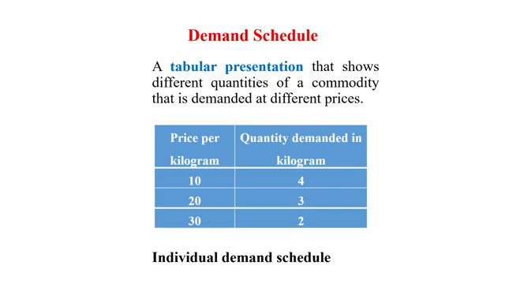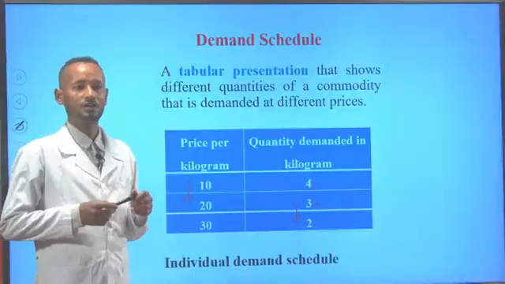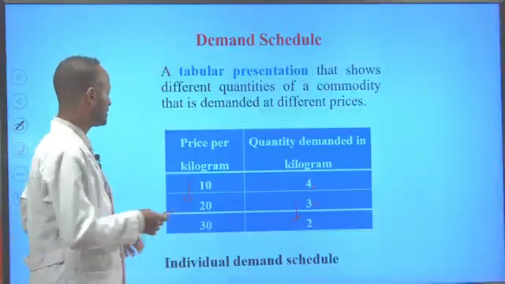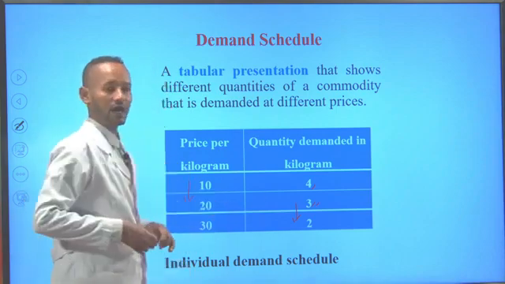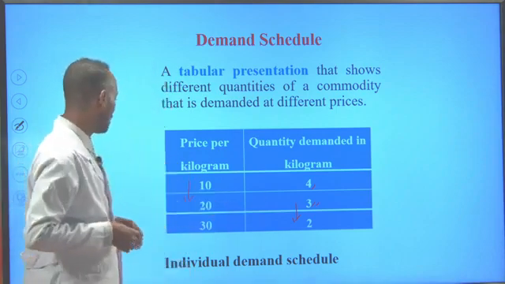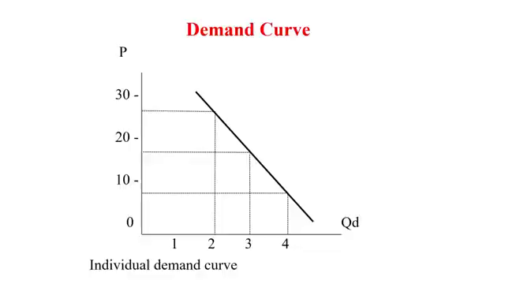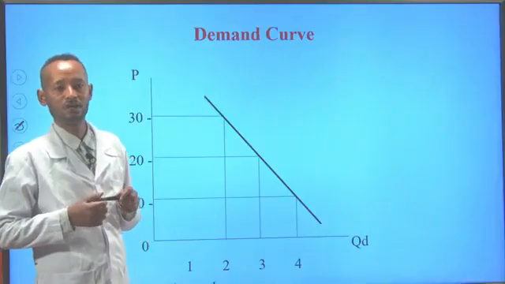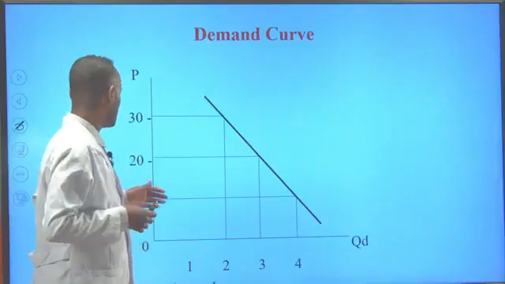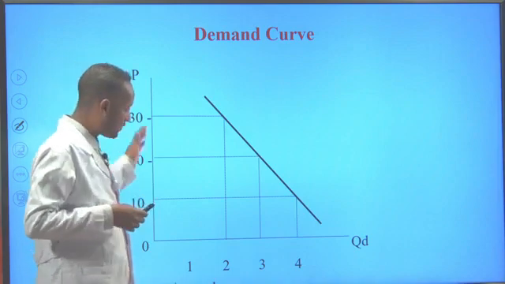From this, we can show that as the price of a kilogram of orange increases, the quantity demanded for orange will decline, and as the price of a kilogram of orange decreases, the quantity demanded for orange will increase. Now let's see the demand curve, which is a graphical presentation of the demand schedule. Just represent all the values of price on the y-axis and all the values of the quantity demanded on the x-axis to plot the demand curve.